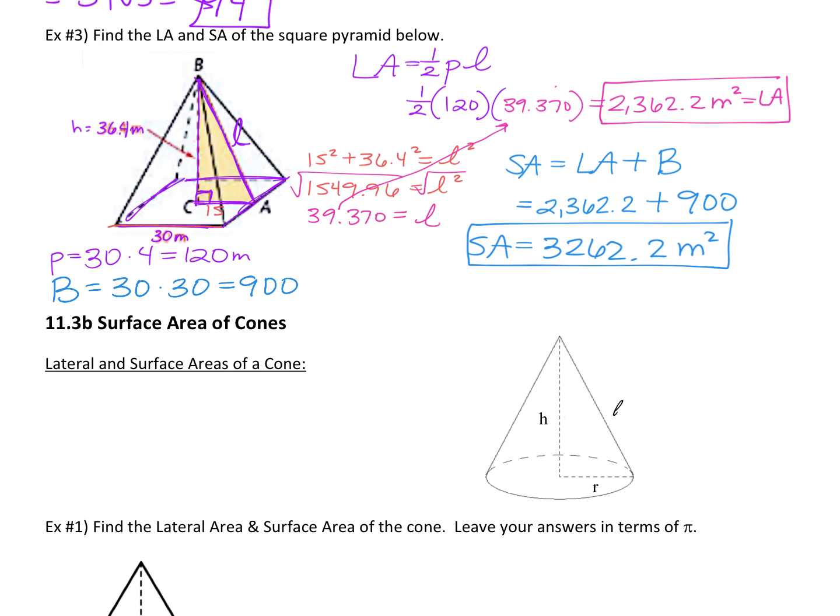It's great, right? You love it? Pythagorean theorem. So you're looking at this triangle. Oh, right. You have 15 down here because the side is 30, so cut that in half. 15 squared plus 36.4 squared equals L squared. Lots of Pythagorean theorem in this 11.3a and 11.3b. Look for it, okay? Questions on that?